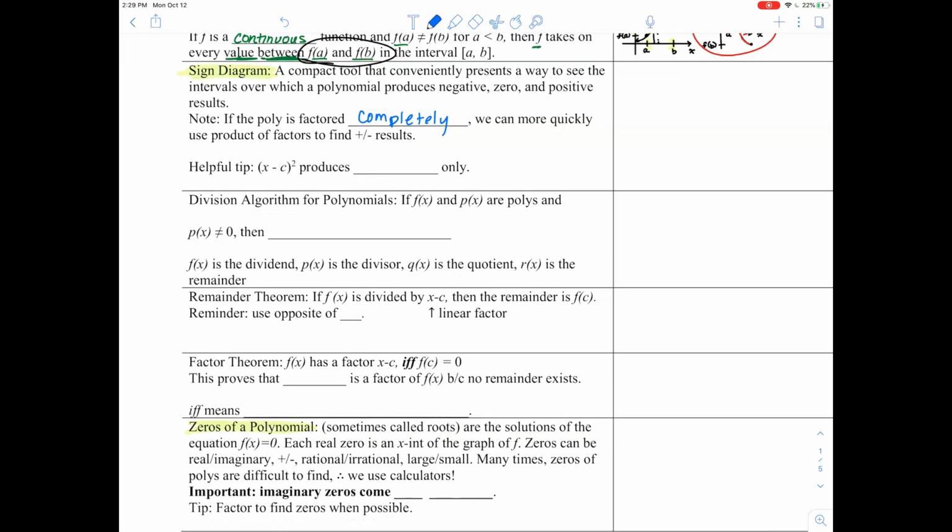Helpful tip: anytime you have a factor that's a squared factor, or a fourth-powered factor, or if the exponent is even, it's going to produce positive outputs only. It doesn't matter if I'm taking -2 and squaring it, that's positive, or +2 and squaring it. If I take -2 to the fourth power, that'll be a positive. So anytime you raise a negative value to an even exponent, you're going to get a positive. So that's just a little tip.